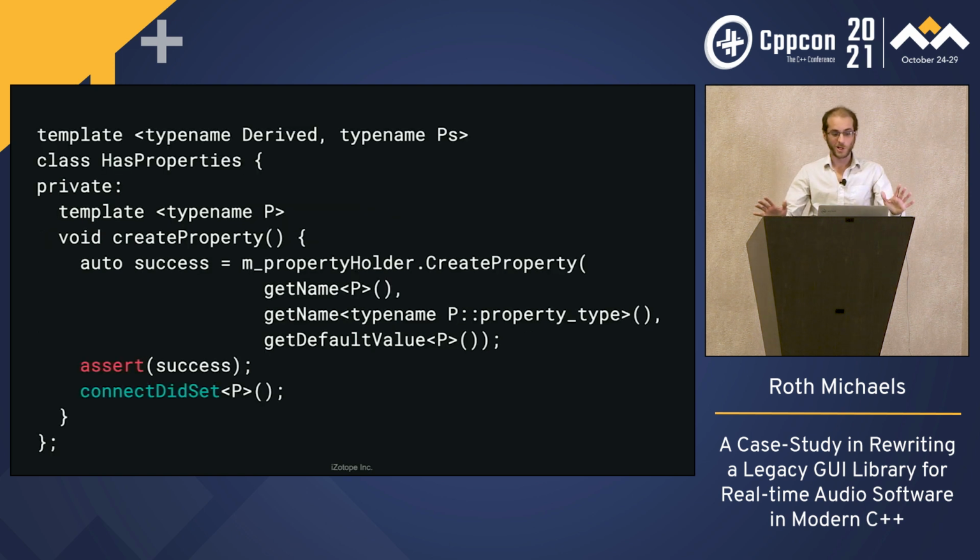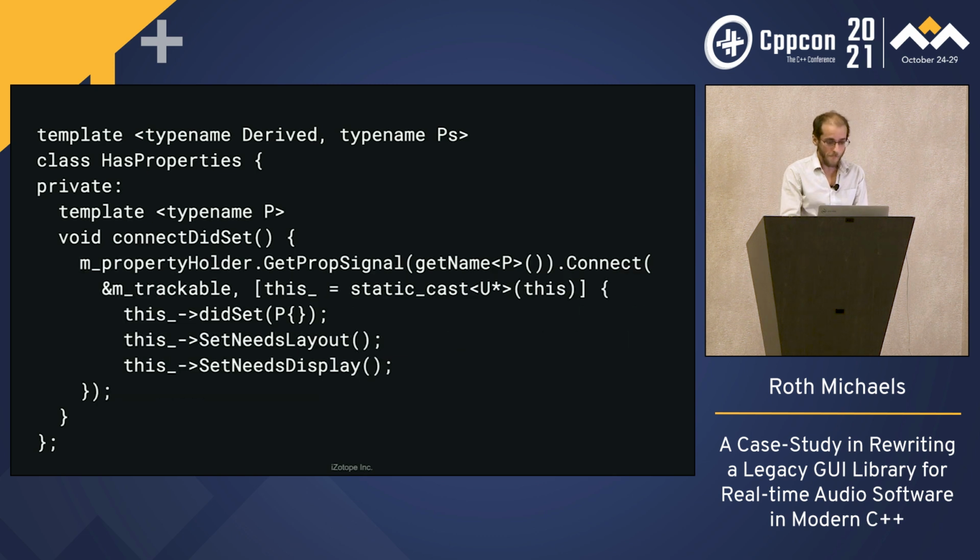And here's where the real magic happens, how we automatically connect up all of the property signals so we get all of our did set notifications, is this connect did set. It's not an actual separate method in the real code, but breaking it up for the slides is a bit nicer. So connect did set is going to get this property signal, and it's going to call connect, and it's going to pass in a lambda. We're going to cast ourselves. Oh man, I swore I found all these examples. Assume U and derived are the same thing, but essentially we want to cast to the derived type so we can call methods on it.